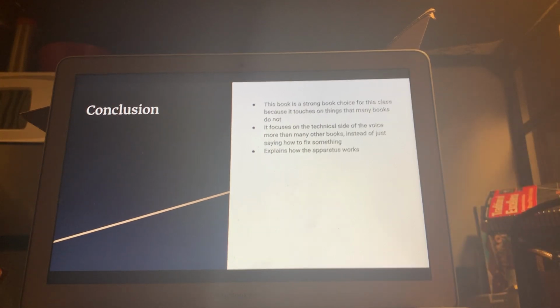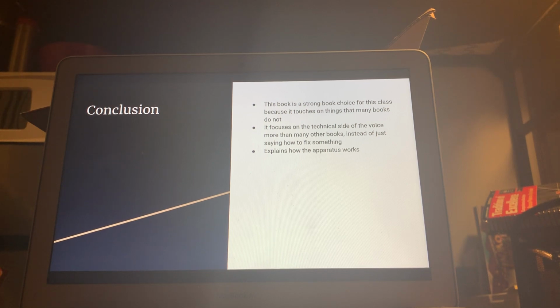So in conclusion, I feel this book is a very strong choice for the class because it touches on things that many books don't, like how sound works, how the vocal folds work with the larynx, and how breathing and support work. It really focuses on a lot of the technical things that other books do not. A lot of other books just say, they sing with a breathier tone, tell them to do this. This book really teaches you why, and how it works.